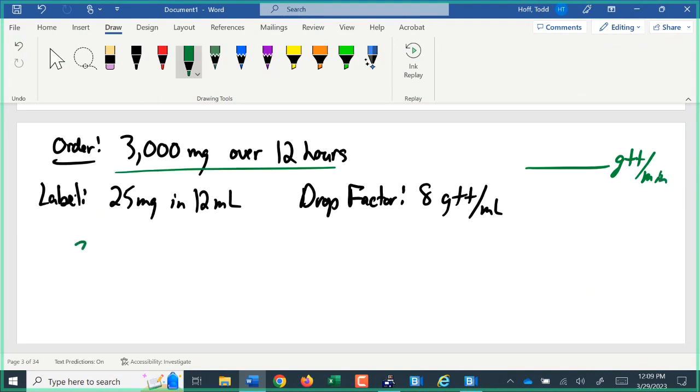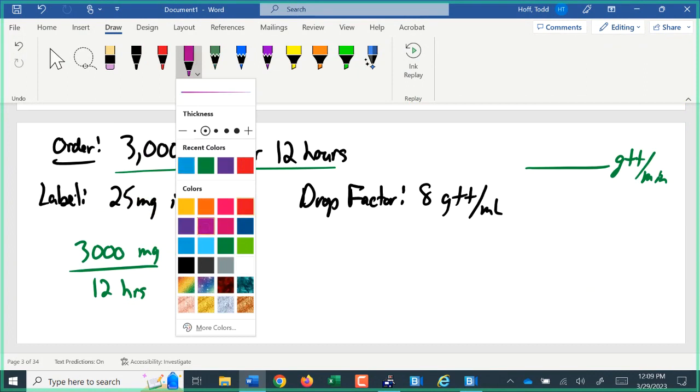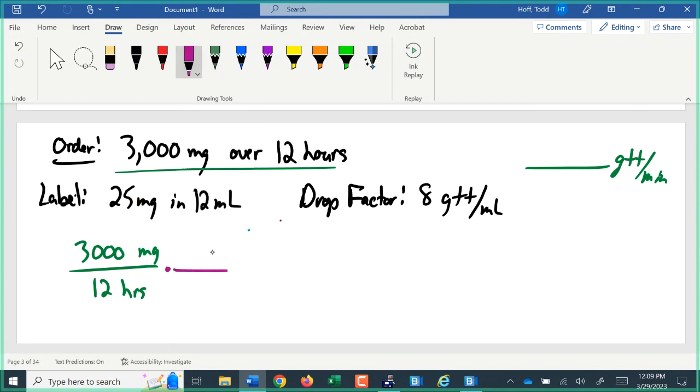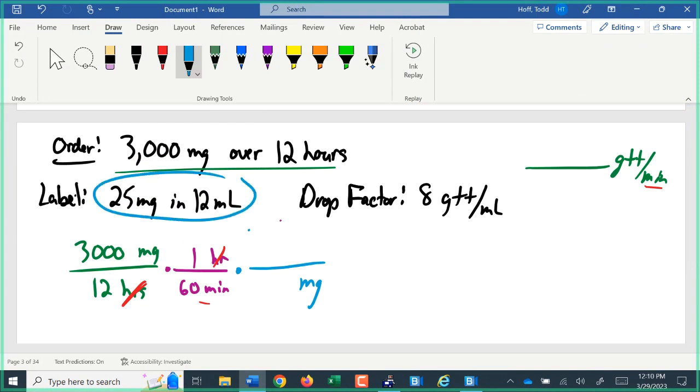So we'll start out with the doctor's order: 3,000 milligrams over 12 hours. Now, once again, we don't want either of those units. We want to get rid of the hours, and we want to get rid of the milligrams. I usually adjust the time first, so we get rid of the hours first. 1 hour is 60 minutes. Hours have canceled out. We have minutes. That's what we want, minutes, our desired unit. Next, we've got to get rid of the milligrams. Milligrams are on top, so we're going to put them on bottom. And we need to look for something with milligrams in it, right here: 25 milligrams in 12 milliliters.